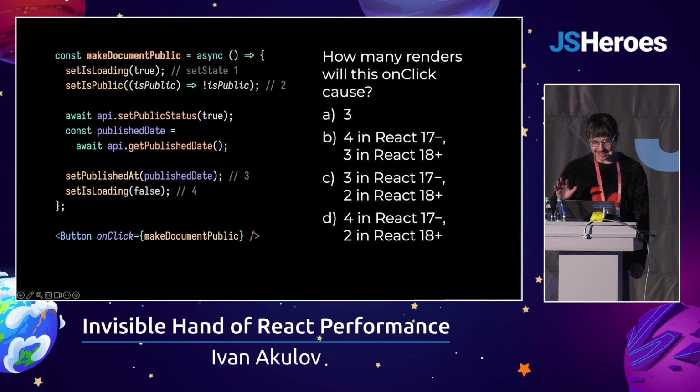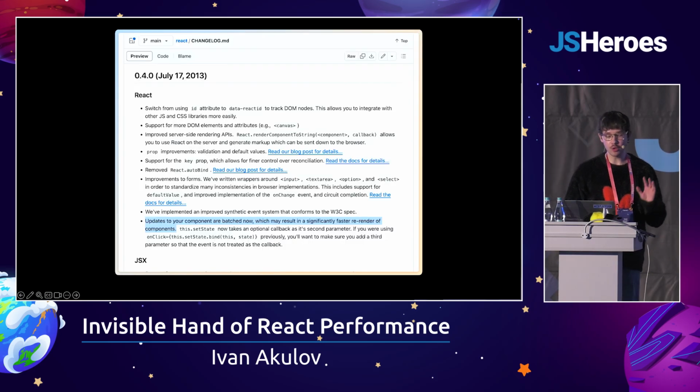This is happening thanks to update batching, which is one of the earliest invisible React performance optimizations. It was introduced all the way back in version 0.4.0 in 2013. It changed a bit over the last 12 years. It received the biggest overhaul in React 18. And it's another invisible hand that makes our apps faster without us realizing that.